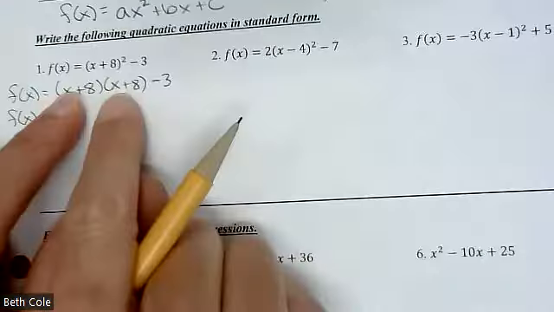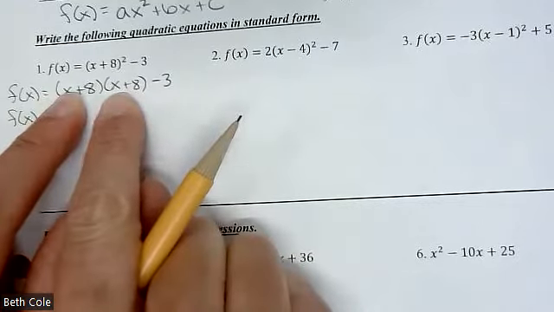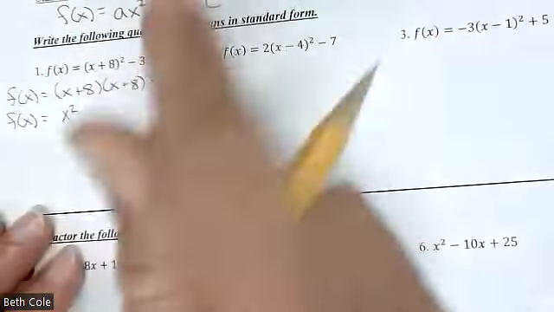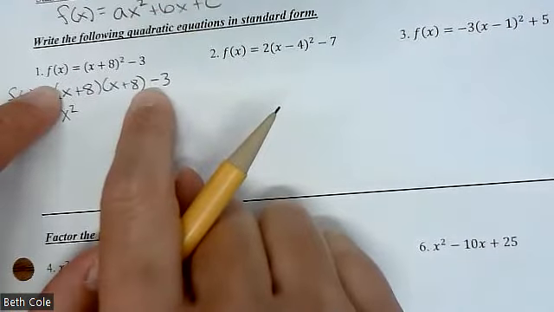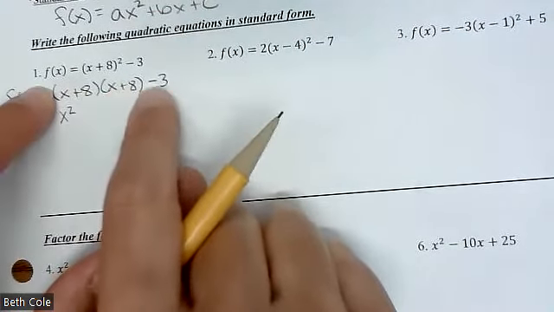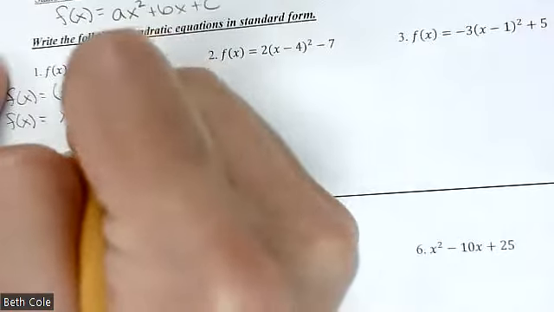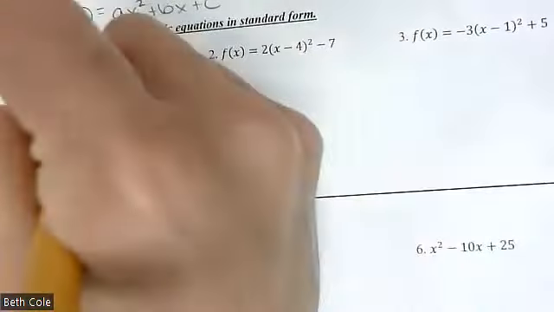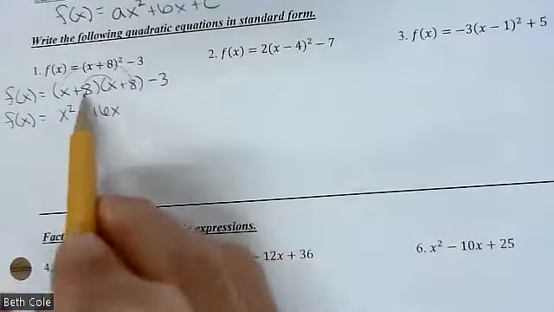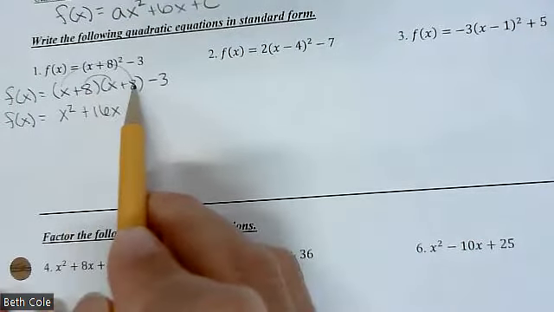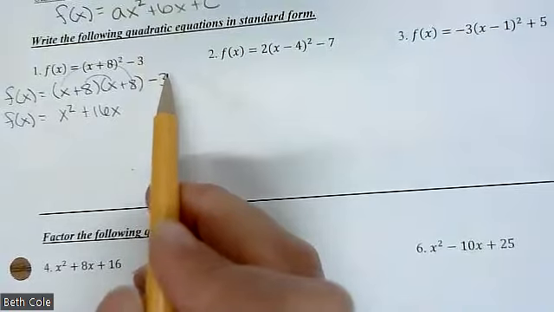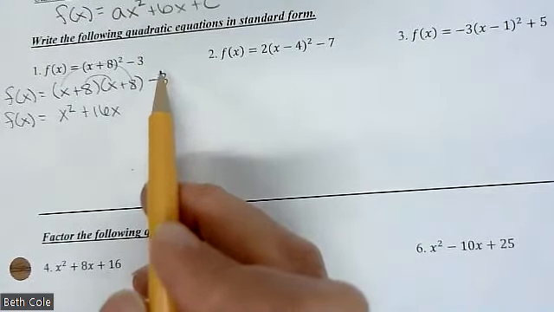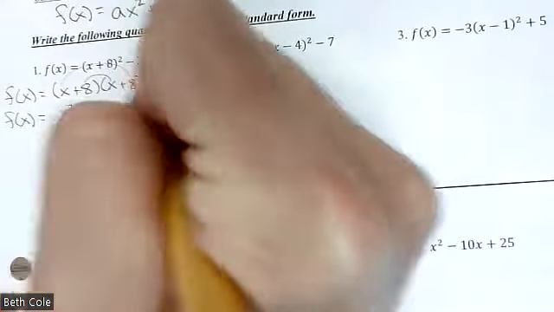All right, ready? X times x. Very good. Now the outsides will be 8x. The insides will be 8x. If you multiply these, you get 8x. If you multiply these, you get 8x. So what is that all together? Good, 16x. And then 8 times 8, 64, minus 3. So 64 minus 3 would be 61.